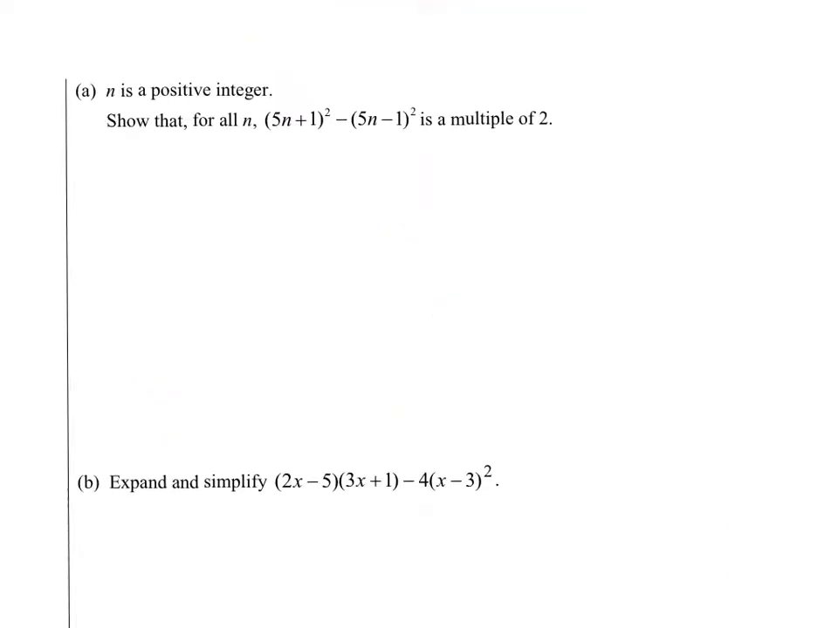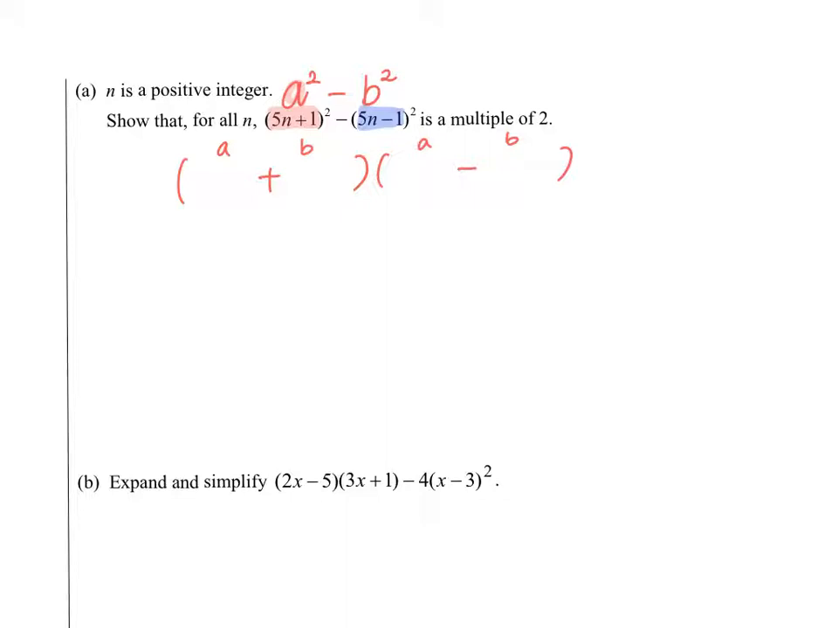Now, question here says n is a positive integer. Show that for all n, this whole thing is a multiple of 2. But what can I do with this? I haven't known what to do. So I can actually do an expansion, or if you actually notice, this is actually given by something square minus something square. So this is actually of the pattern a square minus b square. What do we know about a square minus b square? Well, a square minus b square gives us a plus b, a minus b. So it'll be a plus b, a minus b.